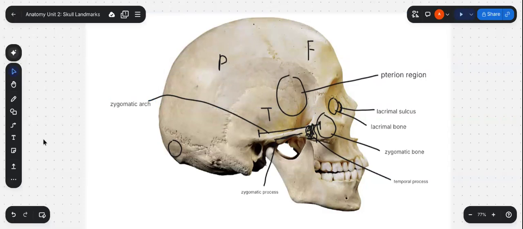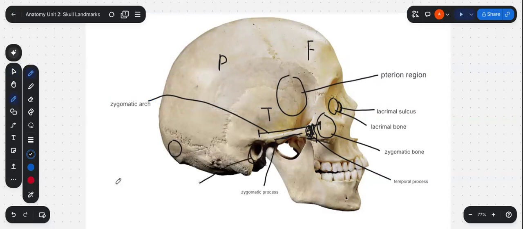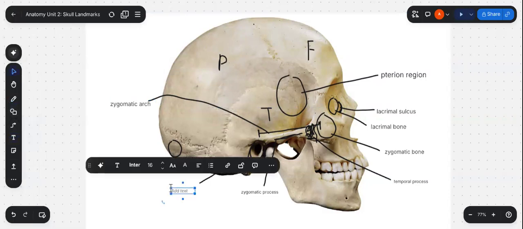Next, you have your external auditory canal. That is this hole right over here, and it connects to your ear, so then it allows sound waves to come in to the brain and be processed.